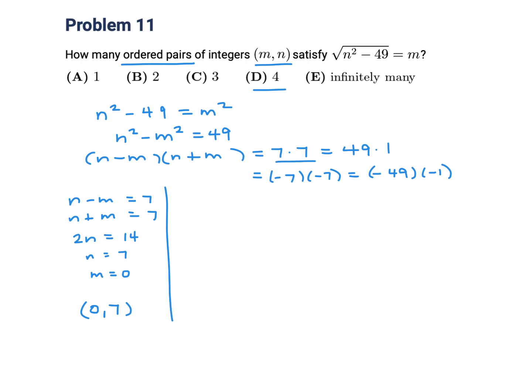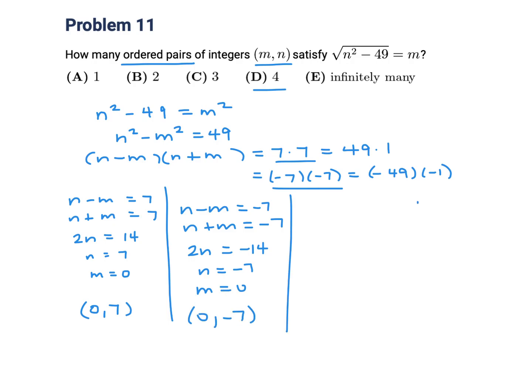And in a very similar way, we went through this scenario, so we're going to go through the same thing for this one and then the other two. So n minus m is minus 7, n plus m, again, minus 7. Again, 2n would be minus 14, n would be minus 7, m is 0. So this one gives me (0, minus 7). Okay, we got a couple more.